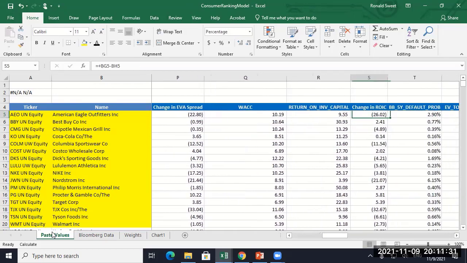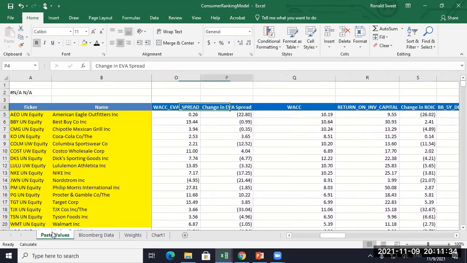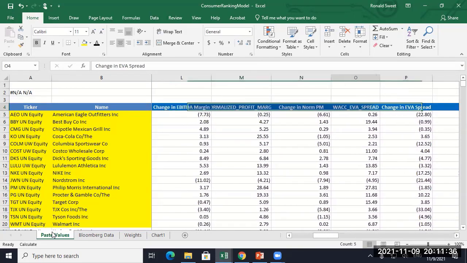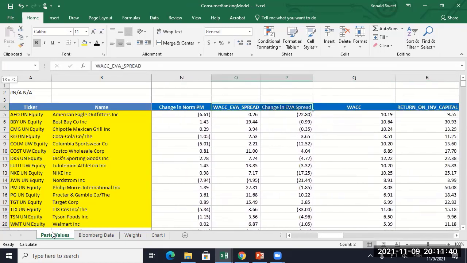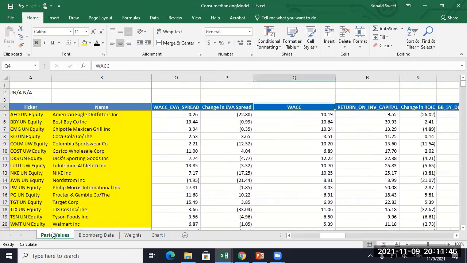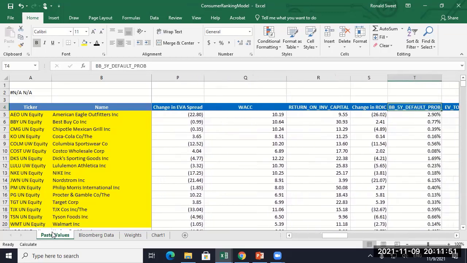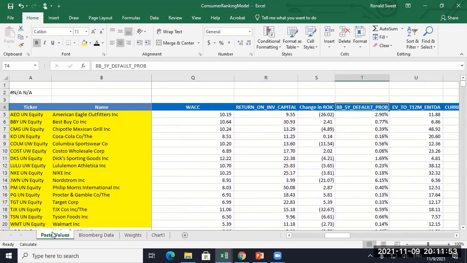I brought WACC in. So there's all my return on capital. So I got my margins. We got my return on capital. The only return on capital I have is EVA spread or EVA. Oh, no, I didn't. Excuse me. WACC is in the wrong spot. Sorry about that. WACC should be under risk. So there's my return on capital.